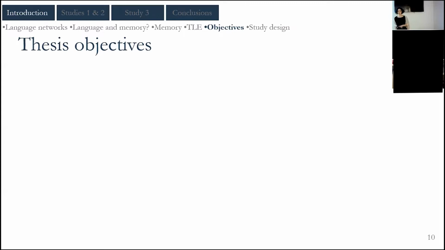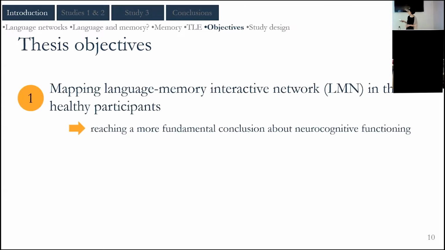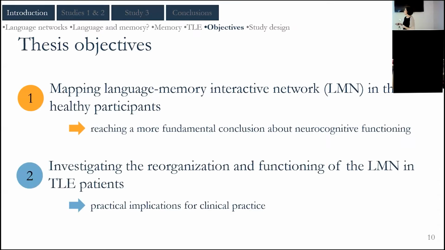Within this framework, we propose two main objectives of this thesis. The first one, which is more fundamental, is to map the language and memory interactive network in healthy participants to understand how communication between these functions is happening. And the second one is to investigate the reorganization of this language and memory network in temporal lobe epilepsy patients. The idea was that findings related to this goal could provide us some practical implications for clinical practice.